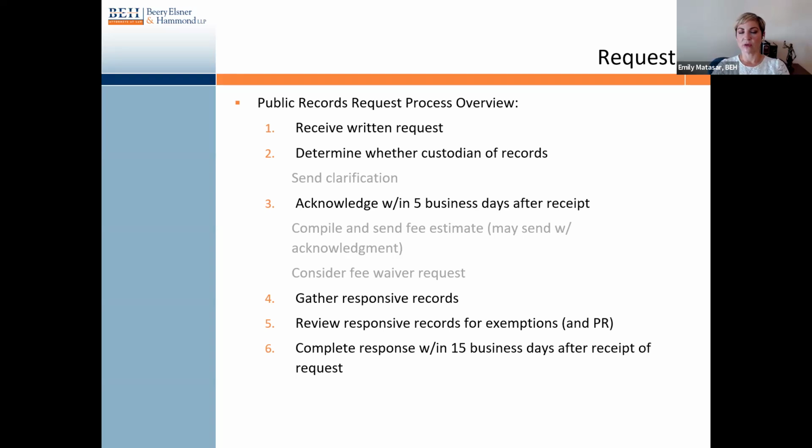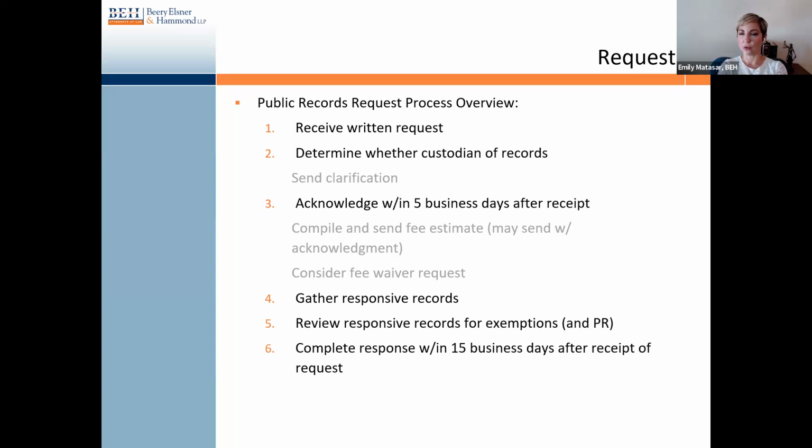So here's the general overview of the process of processing public records requests. You receive a written request, you determine whether you are the custodian of the records. You can send a clarification if necessary. The law requires that you acknowledge the public record request within 5 business days after receipt. And we'll talk about these more also. This is just an overview.